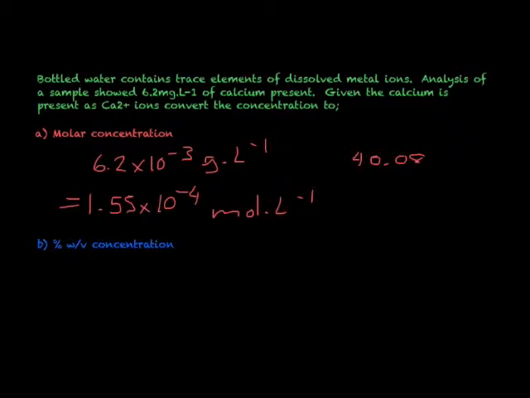So we've got 6.2 times 10 to the minus 3 grams per litre. Instead, we need grams per 100 mL, so we end up with 6.2 times 10 to the minus 4, and then this becomes our percentage weight per volume.